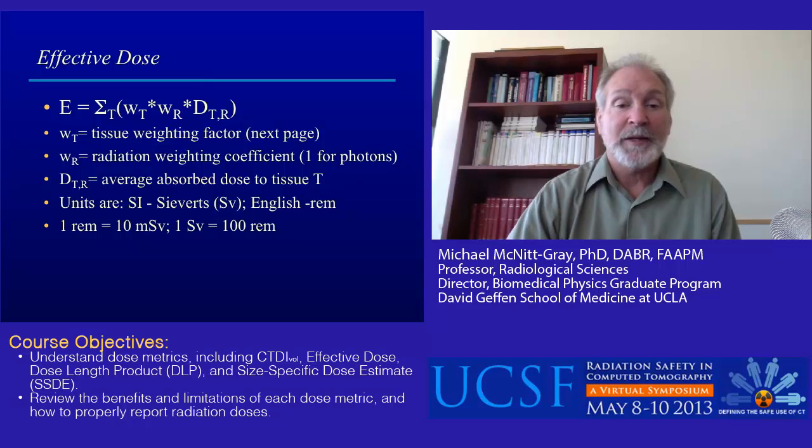The SI units are in sieverts. There are English units that are still around called rem. 1 rem equals 10 millisieverts. We're typically in a millisievert range within CT.